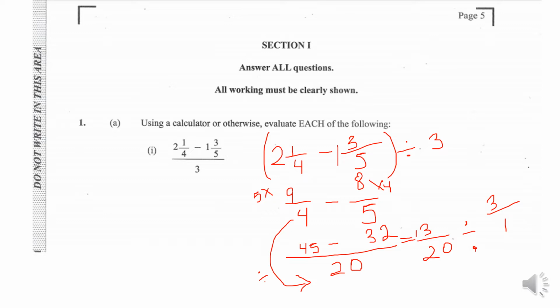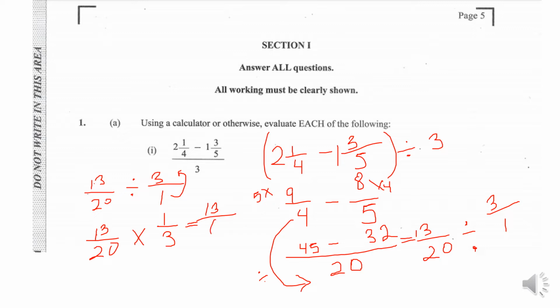So now I'm going to work that part on this side for lack of space. I have 13 over 20 divided by 3 over 1. What do I do next? It's going to be 13 over 20. This division sign is going to be changed to a multiplication sign, and I'm going to find the reciprocal of this fraction. I'm going to flip this fraction. It's going to be 1/3. So I have 13 over 20 multiplied by 1/3, which gives me 13 by 1 is 13, and 20 by 3 is 60. Okay, so this is our answer, 13 over 60.